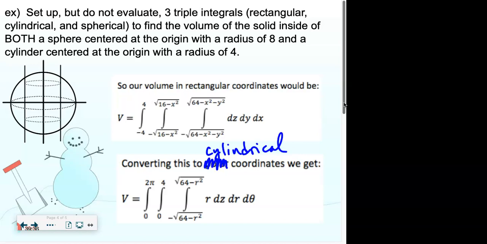All right, so now we have to do this part. Again, what's the theta?